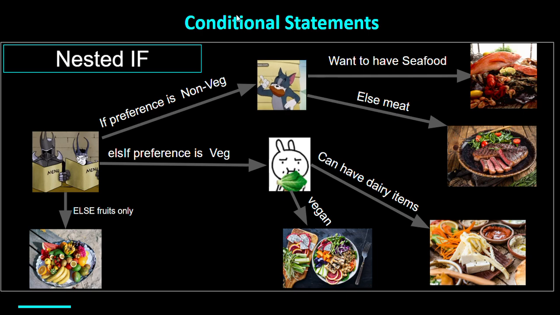Next comes like this: if the preference is non-veg, we can have another two options within it. Do you want to have seafood or do you want meat? If you are in a veg preference, then again there can be multiple options. Do you consume dairy items or are you a vegan? Or if none of these, else you have only fruits.